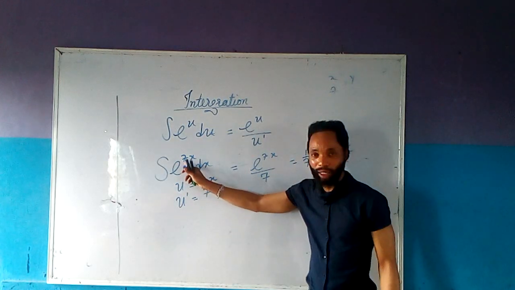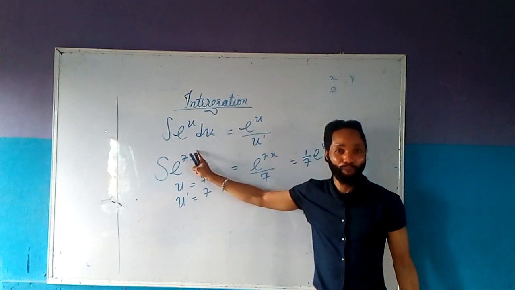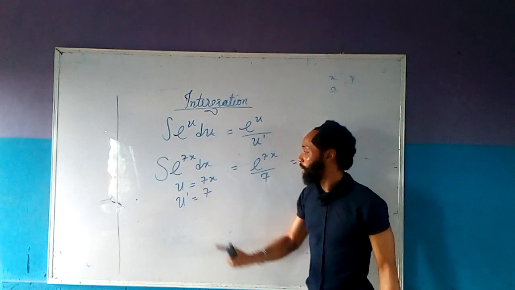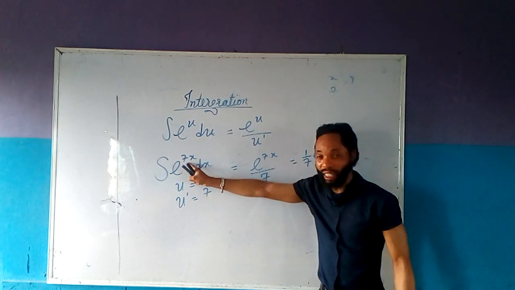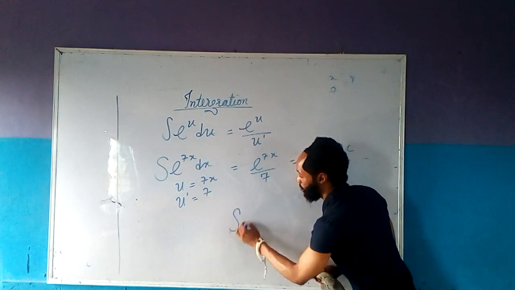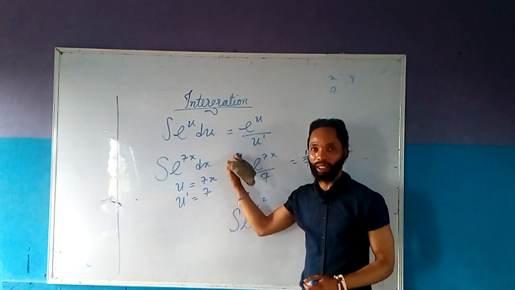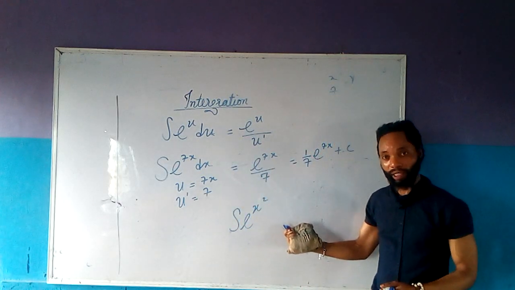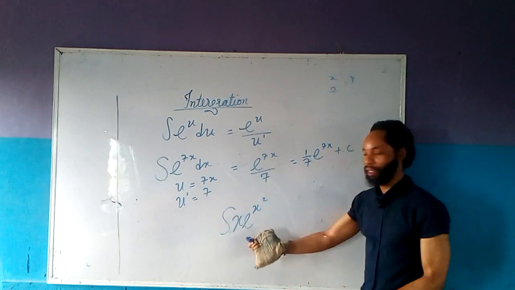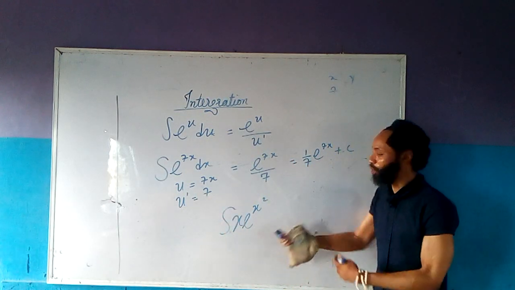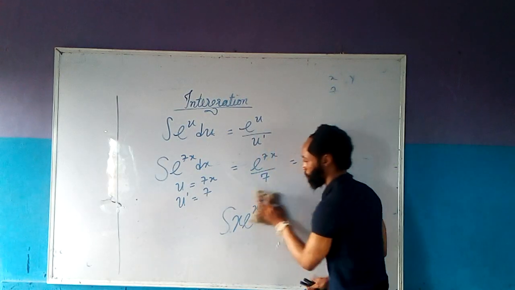Remember, our u has to be a linear function. I mean, the highest degree of x must be 1, so that our derivative will be a constant. Hence, this can work. But if this is not the case, if you have something like e raised to power, let's say, x squared, you can't use this approach. You want to use u substitution in this case, because the x will not cut out when you differentiate.